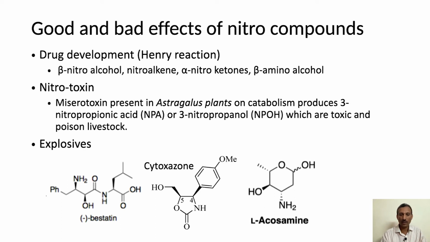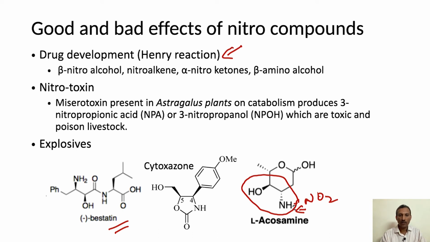In drug development, we have seen the Henry reaction. The Henry reaction is used in various drug developments. Some examples are given here: bestatin, cytoxazone, or acosamine are various compounds which are prepared using Henry reactions. Here we have the amino group and the hydroxy unit. The nitroaldol reaction gives the corresponding nitro alcohol derivative, and this nitro group is reduced to the amine to get the final product as shown here.